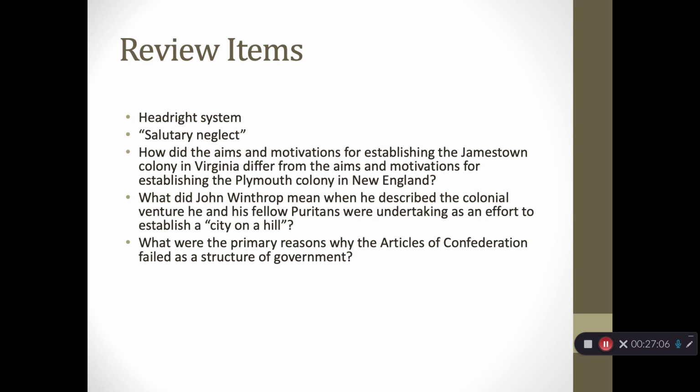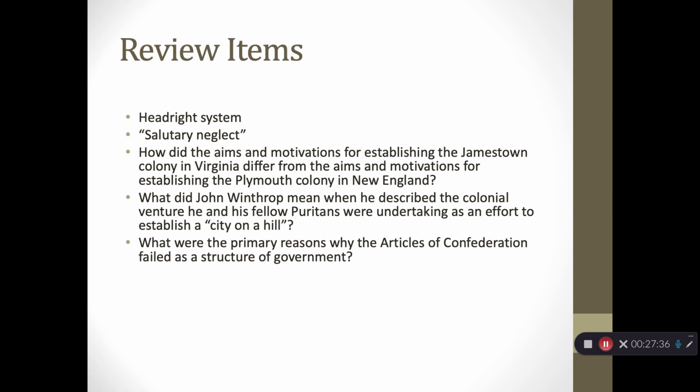And so these twin challenges of collecting tax revenue to pay the debt that the United States had, and also the danger posed by violent uprisings against authority, proved to be challenges that the Articles of Confederation were not up to facing, and that's what really led to the push for a new constitution.